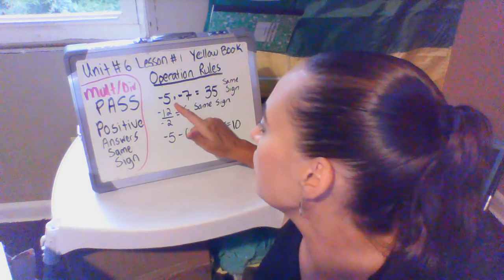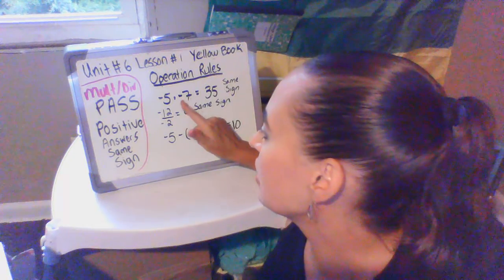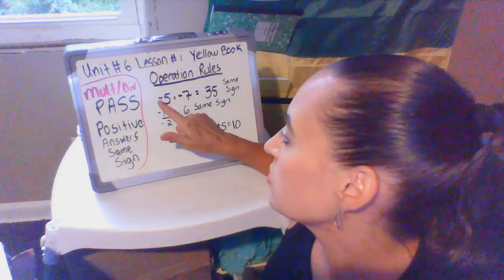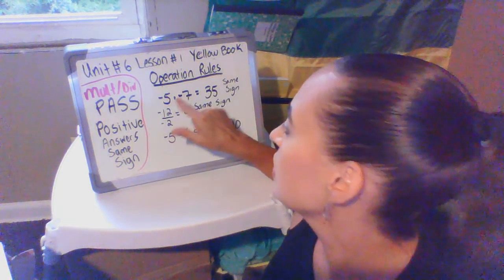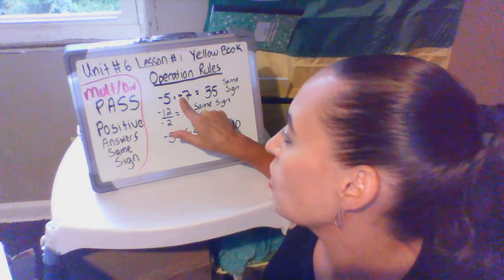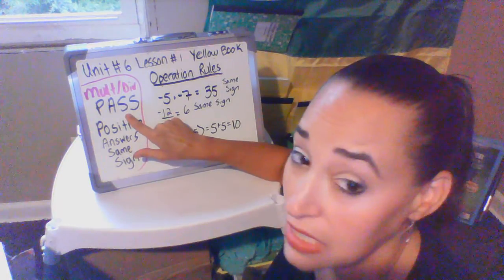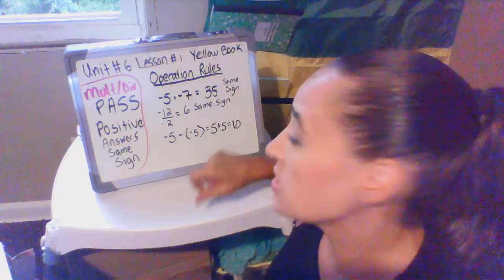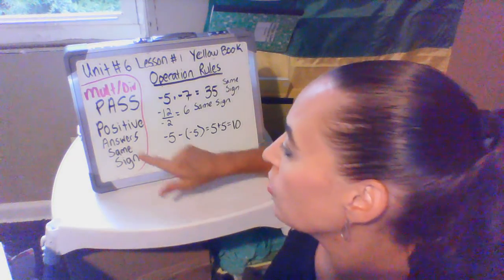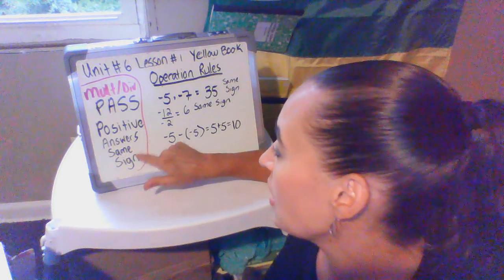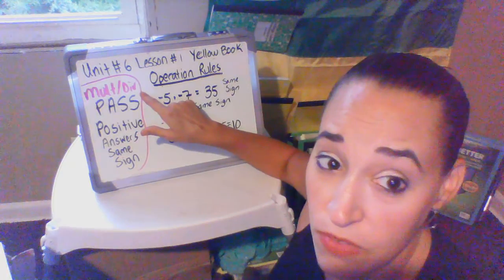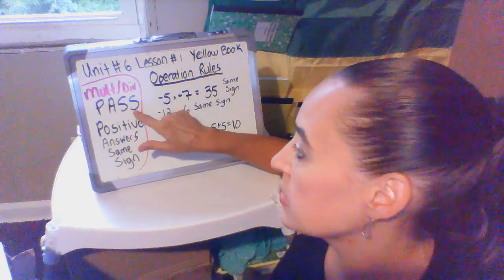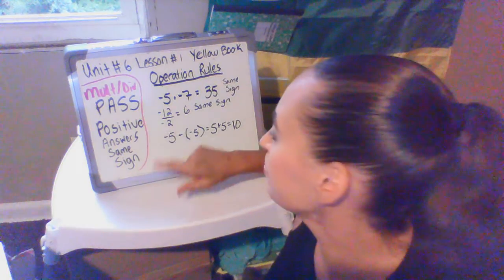So it says -5 times -7. It says positive answers for same sign. So same sign, negative, same sign, negative. According to PASS, it should be a positive answer. And it is. It's positive 35. So remember, same sign, if it's multiplication or division, means positive answers. Remember, PASS.